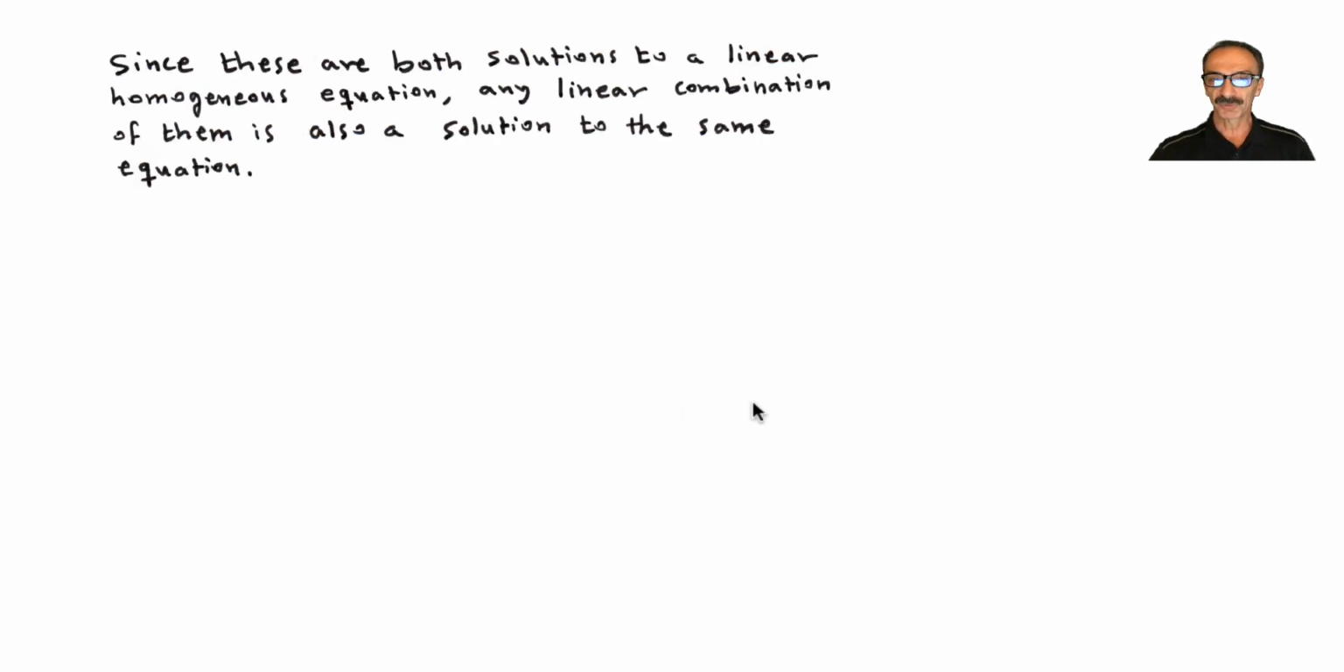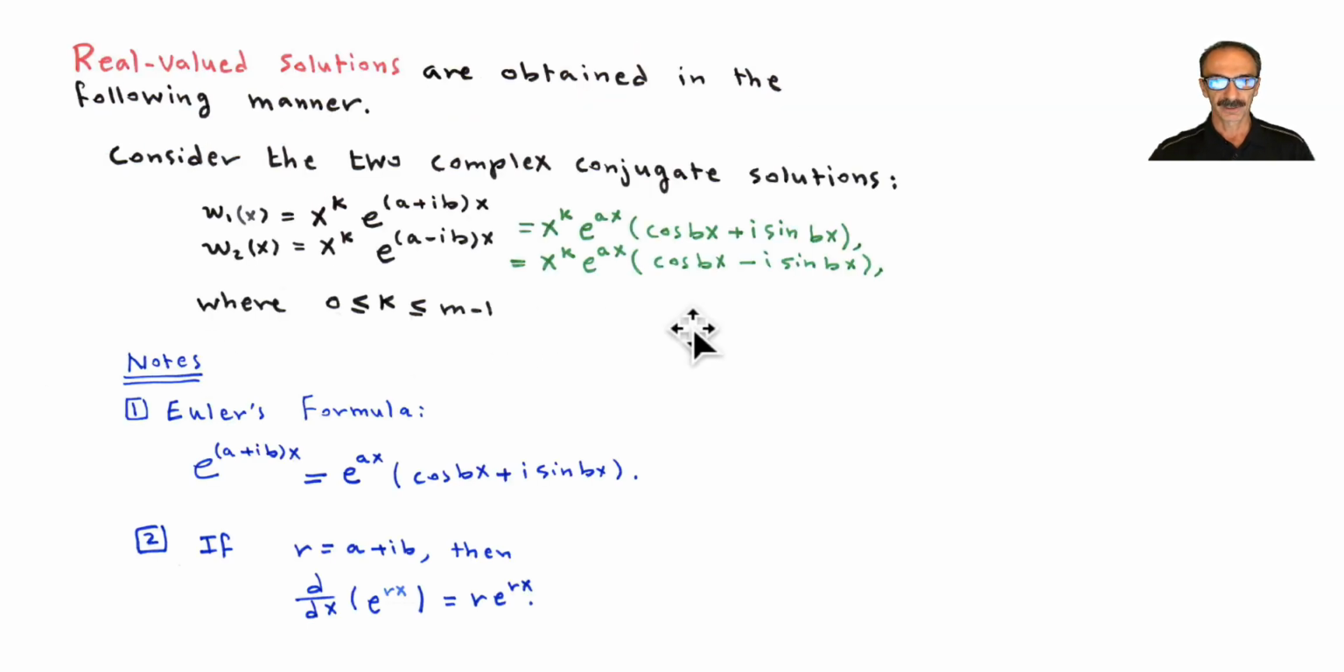Since these are both solutions to a linear homogeneous equation, any linear combination of them is also a solution to the equation. What do we mean? Let's take a look and I'll show you quickly. See this right here? This is a solution, this is another solution. Do you remember when we used to say c1y1 plus c2y2? Any linear combination will be a solution.